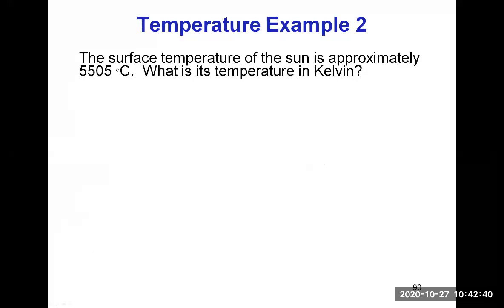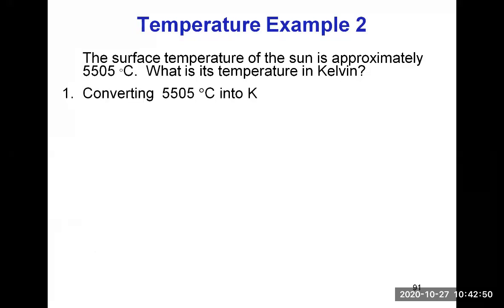So what is the question asking for? Here it's asking for a temperature in Kelvin, and we're given a temperature in Celsius. So that means we need to convert 5,505 degrees Celsius into kelvins. The given is the 5,505 degrees Celsius. So we will need the equations between degrees Celsius and Kelvin.